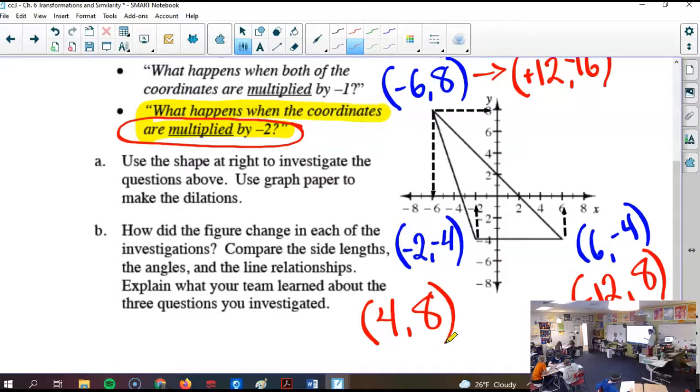So wait, the bottom left point isn't going to stay in the bottom left? Nope. It's going to be on the top right. Interesting. It's like a flip. So make it on your paper. I would put that probably near the middle of your paper, right? So you've got plenty of space to go.